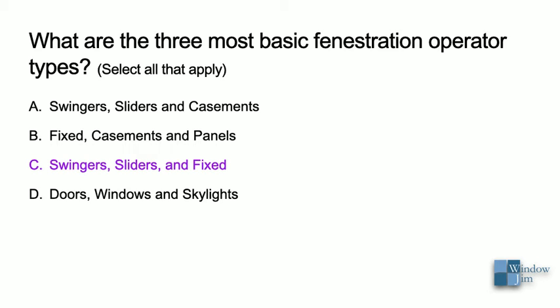C is the correct answer. Almost all windows and doors fall under these three primary operator types. Casement is a specific window operator type, as we'll learn later, and it falls under swingers. Panels are the door component that swings or slides. And D, doors, windows, and skylights are indeed fenestration, but are not necessarily operator types in all cases.